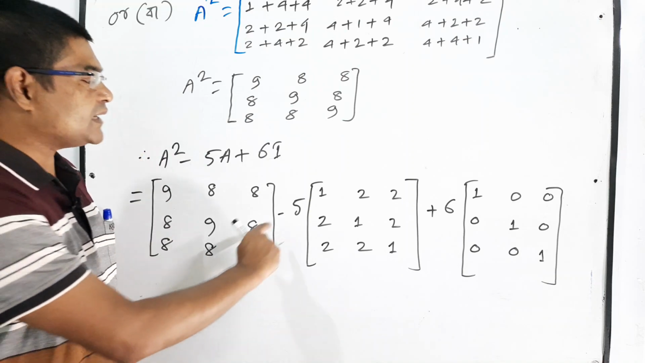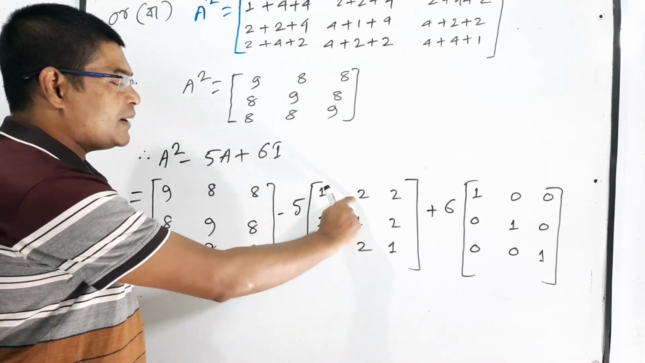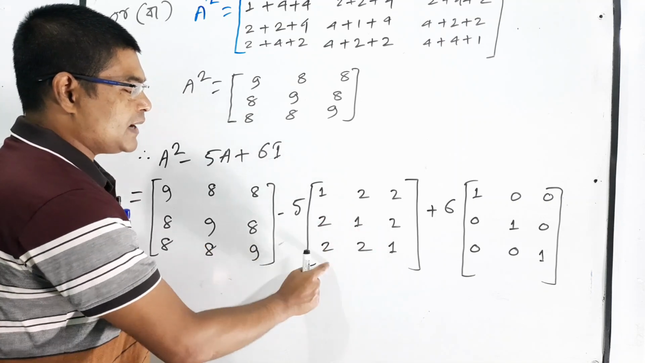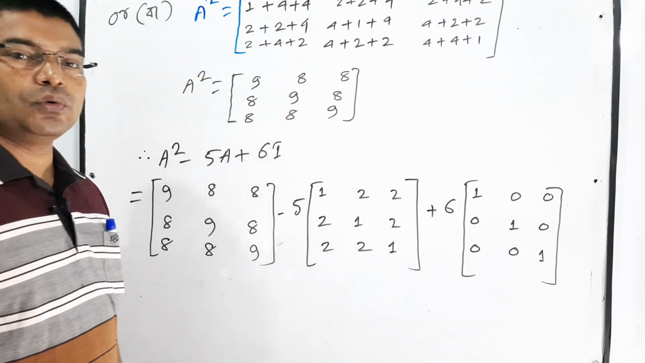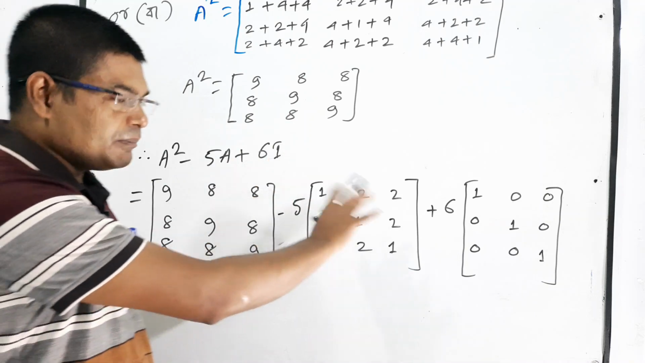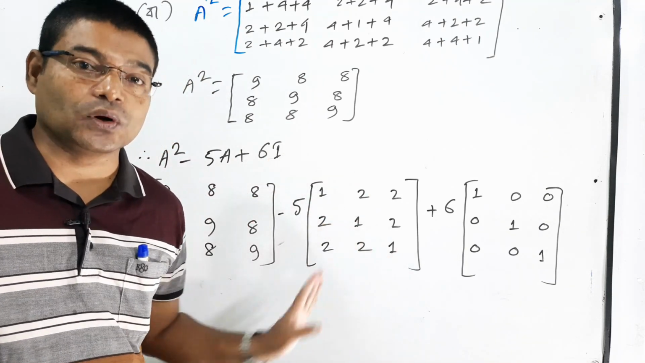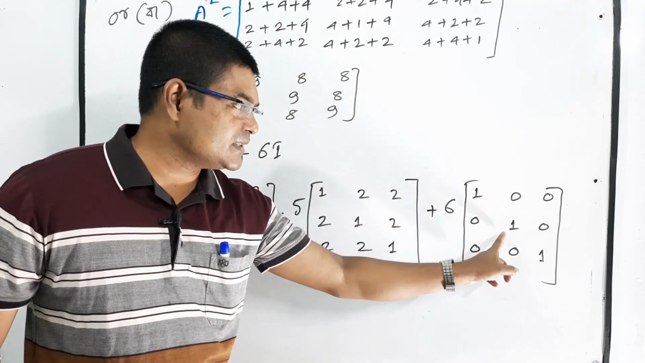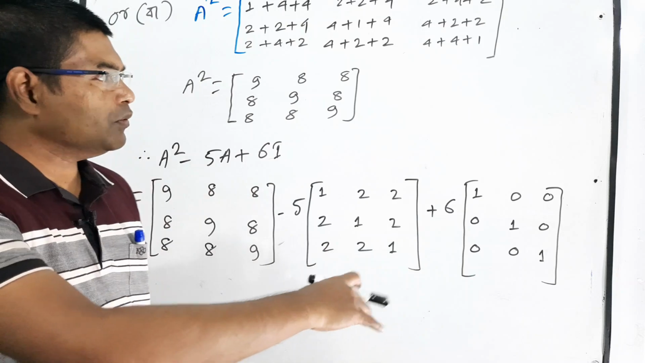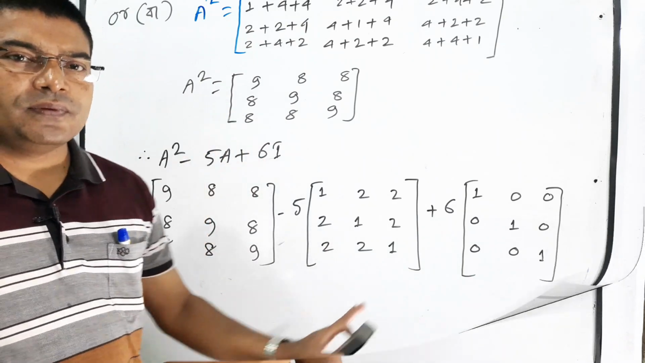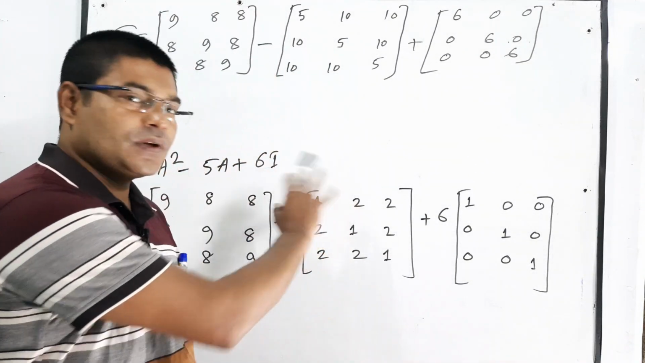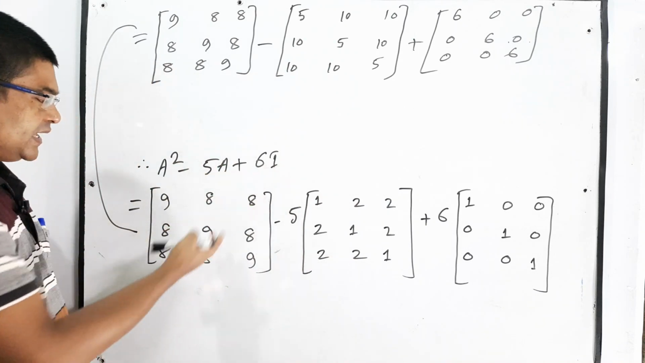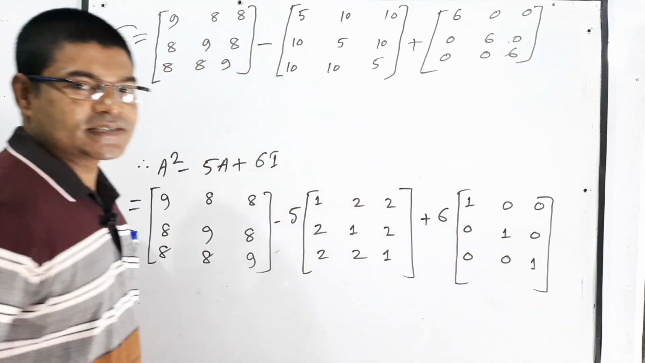Now we have to multiply it by 5. 5 into 1, 5 into 2, 5 into 2, 5 into 2, 5 into 1, 5 into 2, 5 into 2, 5 into 2, 5 into 1. Now we have to do the multiplications. Here is 6, same, 6 into 1, 6, 6, 6. So now we have to solve again. Already putting the values is completed. Now you can see here is A square minus 5A plus 6I.